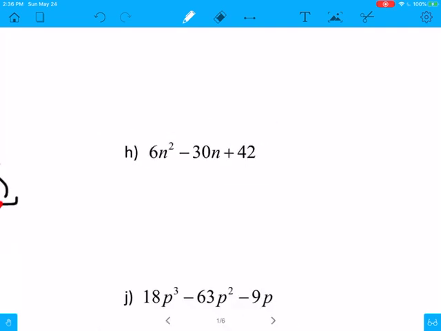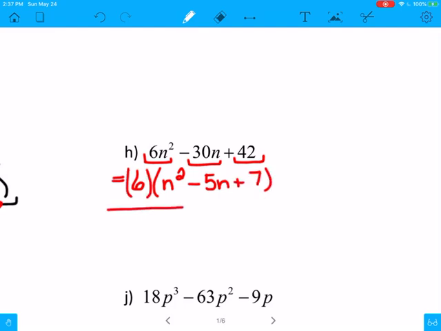H, I have 6n squared minus 30n plus 42. Not all of them have a variable, so I can't take an n out. Variable being a letter. But I can take a 6 out. So if I take a 6 out of 6n squared, I'm left with n squared. Minus 30n divided by 6 is 5n. And then plus 42 divided by 6 is 7. And that's it. You can put the 6 in its own brackets too if you want. That's it for that one.